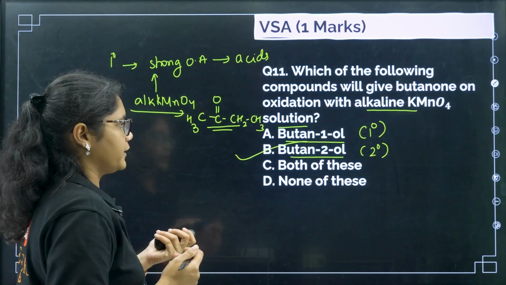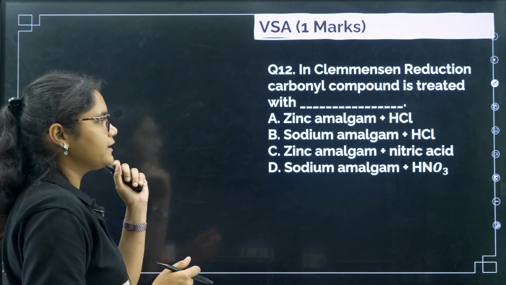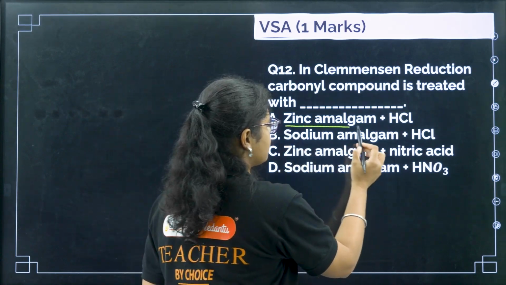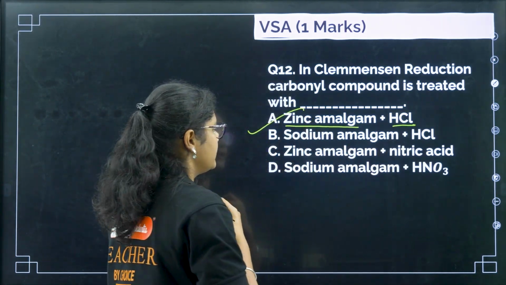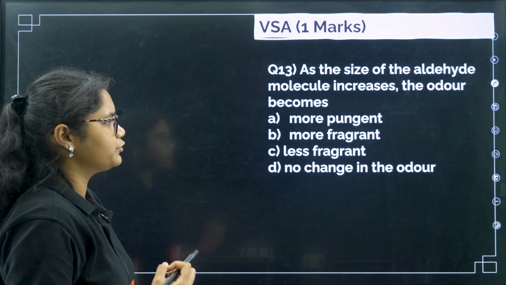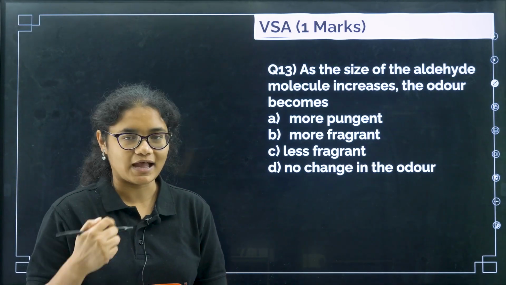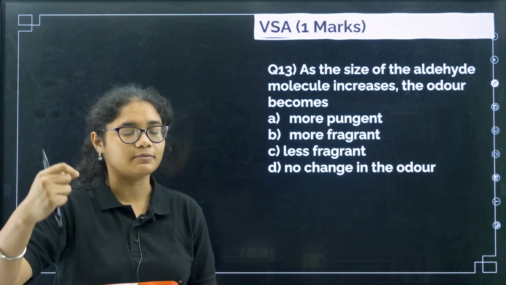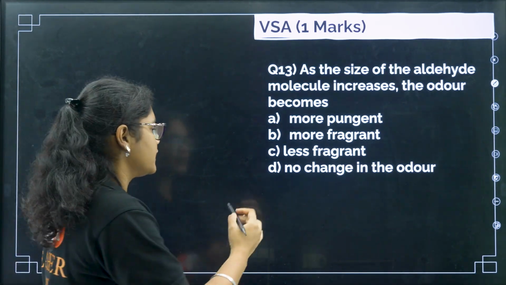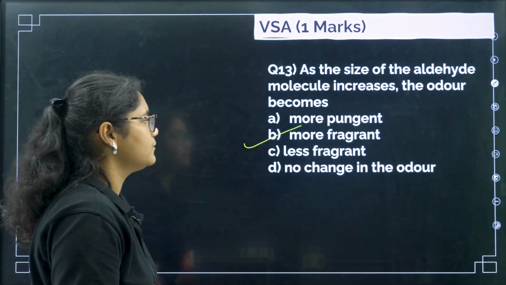Now let us see the next question. In Clemmensen reduction, a carbonyl compound is treated with zinc amalgam and HCl, so option number A. Next, as the size of the aldehyde molecule increases, as the number of carbons increases, it becomes more fragrant. So the correct answer here will be option number B.